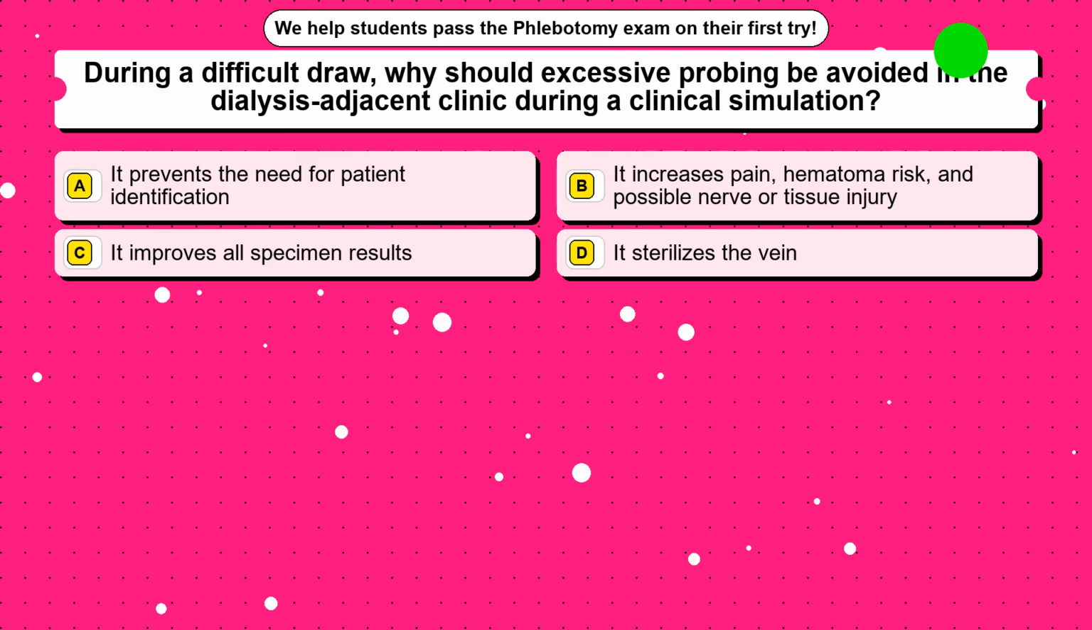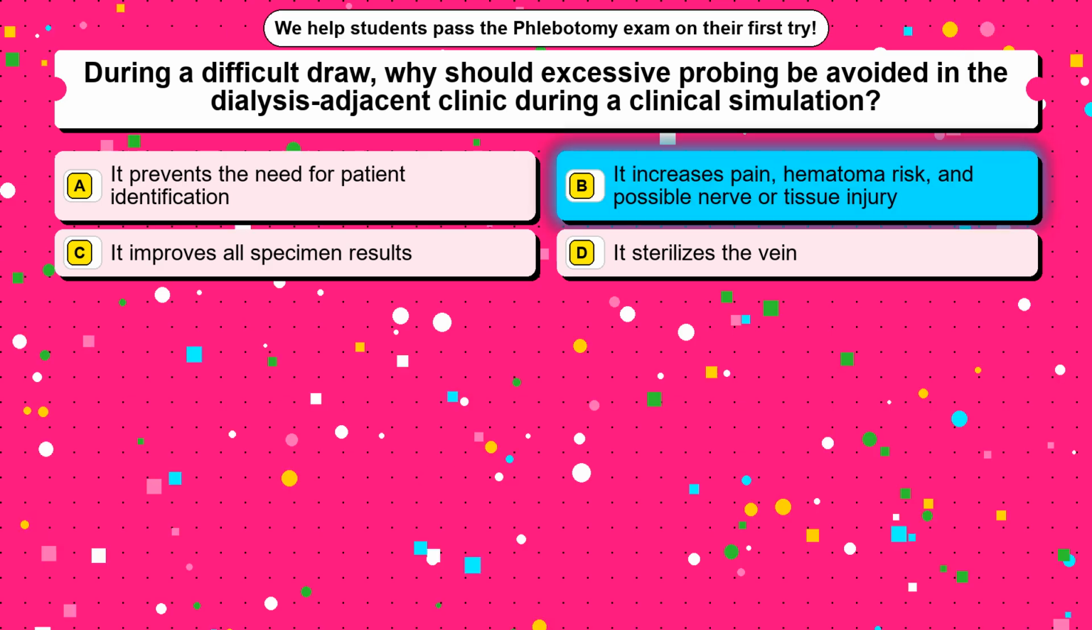Question 39. During a difficult draw, why should excessive probing be avoided in the dialysis-adjacent clinic during a clinical simulation? Option A, it prevents the need for patient identification. Option B, it increases pain, hematoma risk, and possible nerve or tissue injury. Option C, it improves all specimen results. Option D, it sterilizes the vein.